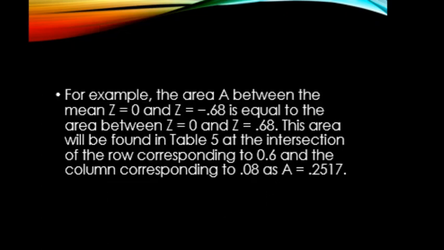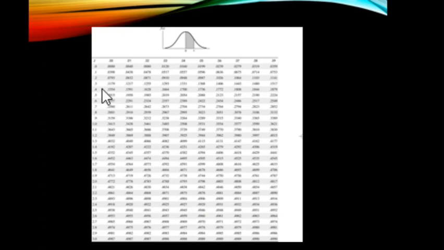Okay, so here is how we can find it. For 0.68, this is what we will do. First, we will find 0.6, and the second decimal place is 8. So this is where the number is. Okay, so this is for from 0 to 0.68. So the same area is from 0 to negative 0.68.